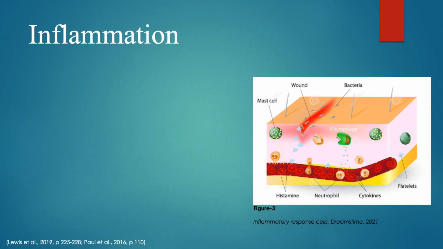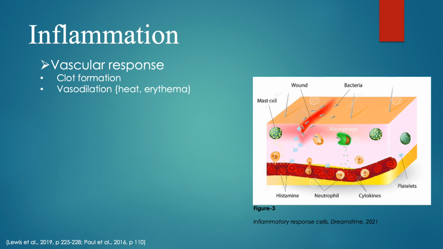Regardless of the agent of injury, the 5 cardinal signs of inflammation, erythema, heat, swelling, pain, and loss of function, can be attributed to the following inflammatory response mechanisms. The vascular response includes increased platelet aggregation, vasodilation, and hyperemia, or an increased flow of blood to the site of injury, and increased capillary permeability.